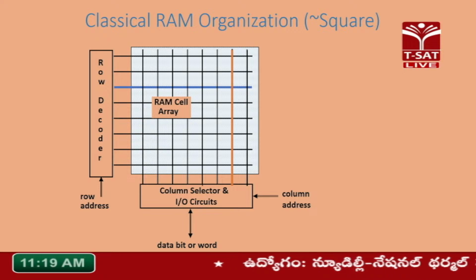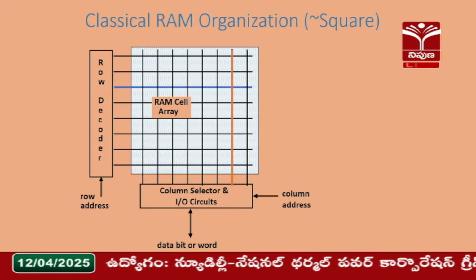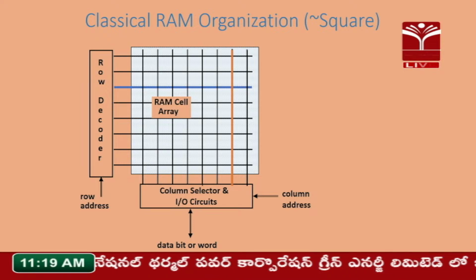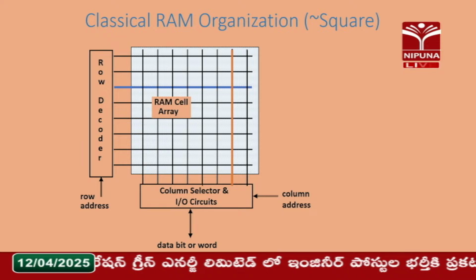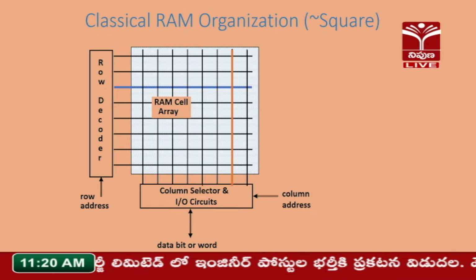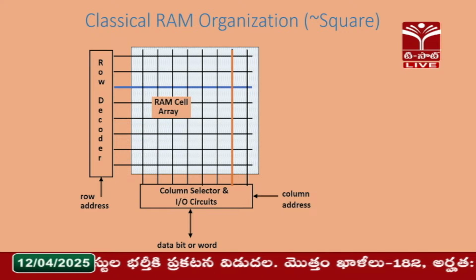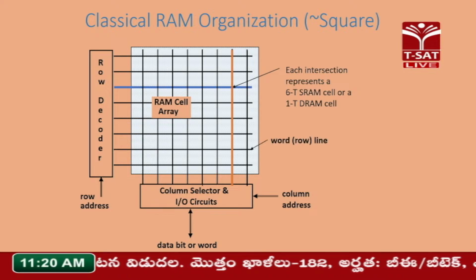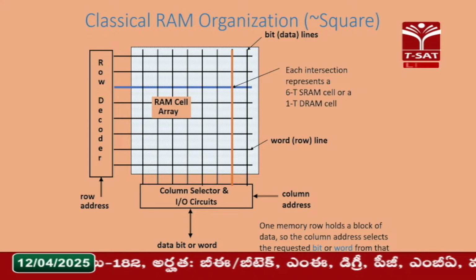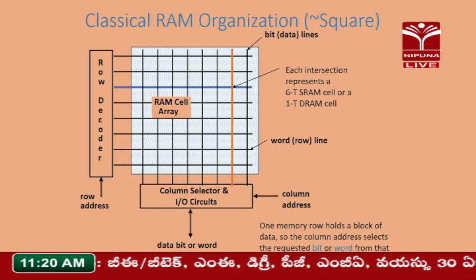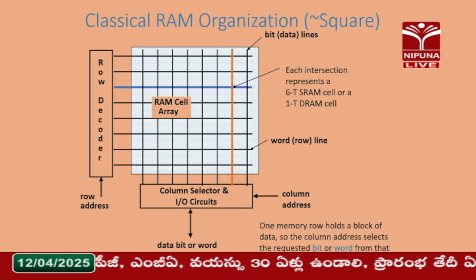So this is a classical SRAM organization. You have the array of the memory, which is a cell array that has 6 transistors inside it, and it has decoding logic and the column selection logic, column address. So based on this, you can store and read a particular value from the SRAM array. Okay. So these are the different elements within the SRAM. One memory holds a block of data, and the column address selects the actual bit within the particular word.